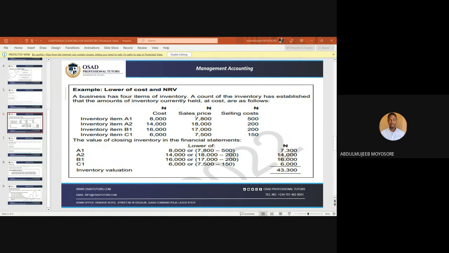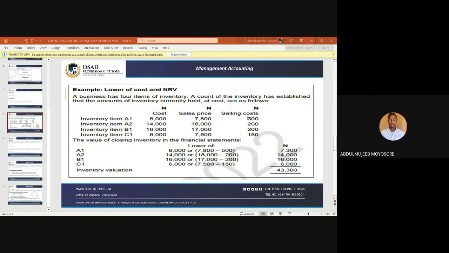Now, if I want to sell A1, I'll be selling at 7,800. But to sell it, I would spend 500 naira as selling cost. That means if I sell it at 7,800 and remove my selling cost, what would I be left with? 7,300.